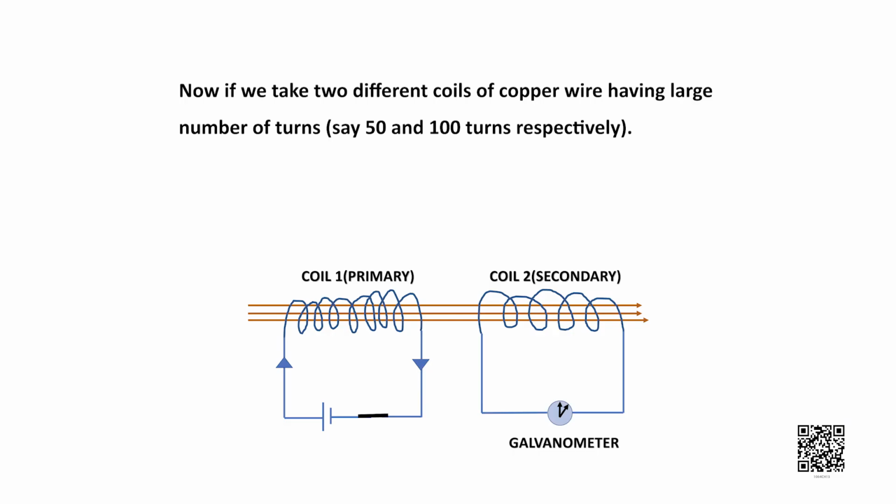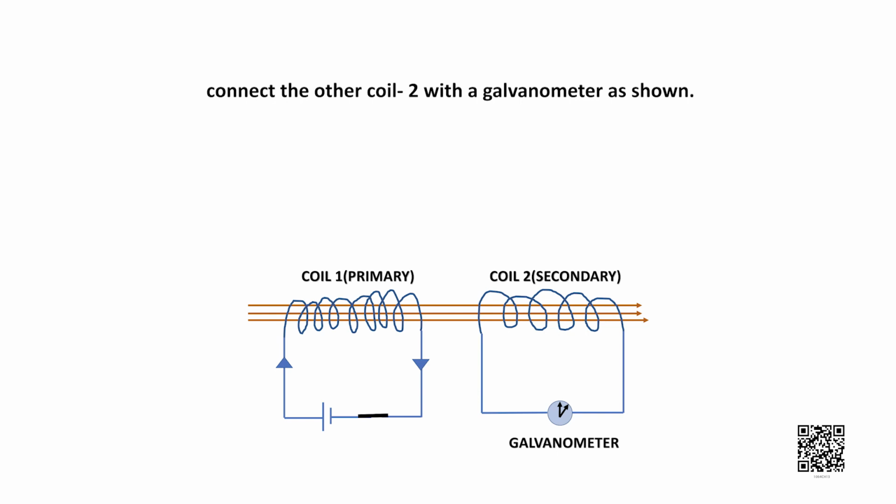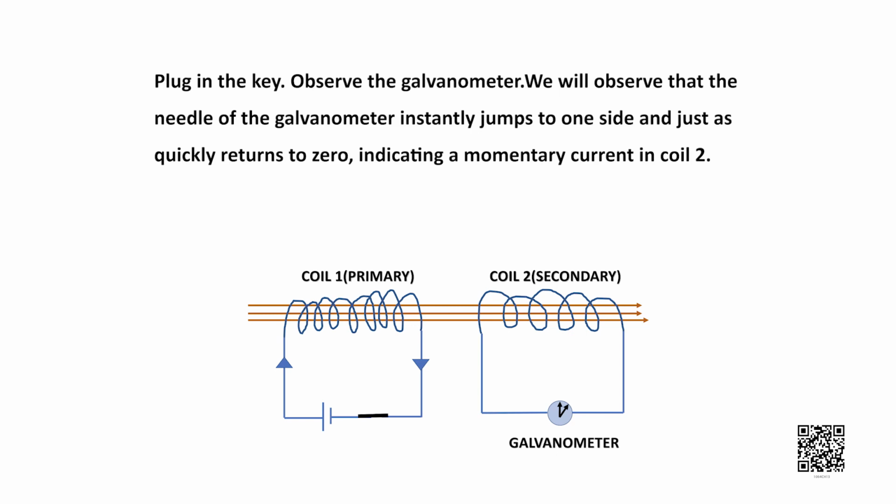Now, if we take two different coils of copper wire having a large number of turns, maybe 50 and 100 turns respectively, connect coil 1 having a large number of turns in series with a battery and a plug key. Connect the other coil, coil 2, with a galvanometer as you can see on your screen. Plug in the key. Observe the galvanometer. We will observe that the needle of the galvanometer instantly jumps to one side and just as quickly returns to 0, indicating a momentary current in coil 2.